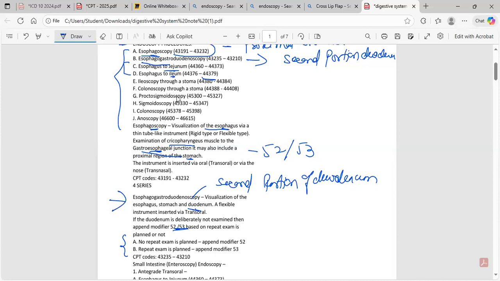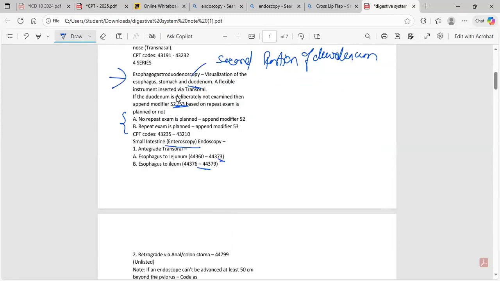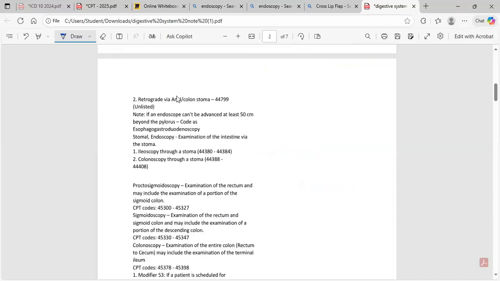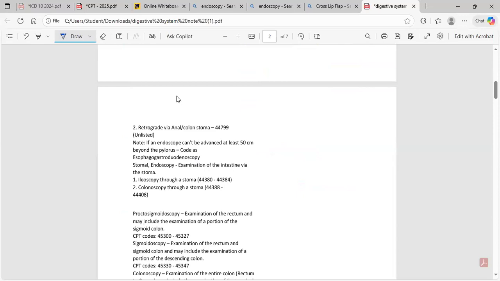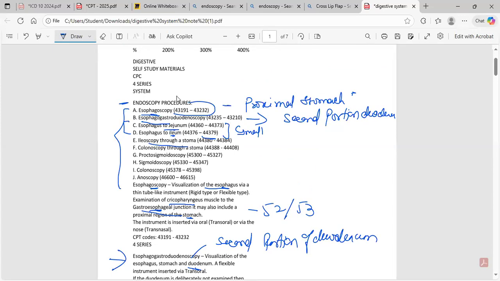Next section, 44360 to 44379. This is the small intestine. These two are for the small intestine. This is also known as enteroscopy. Small intestine is known as enter. So if there is a prefix enter, that means it is representing the small intestine. So if it is till the jejunum, 4373. If it is till the ileum, we have a specific code series for the ileum. So the small intestine has been completed till here.